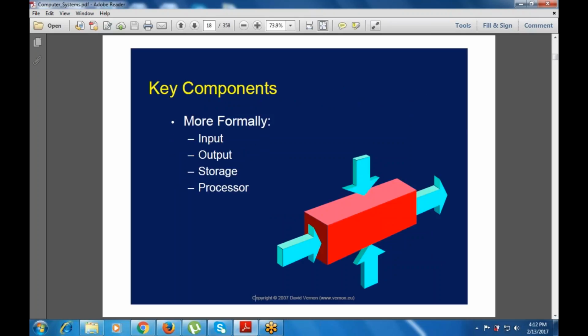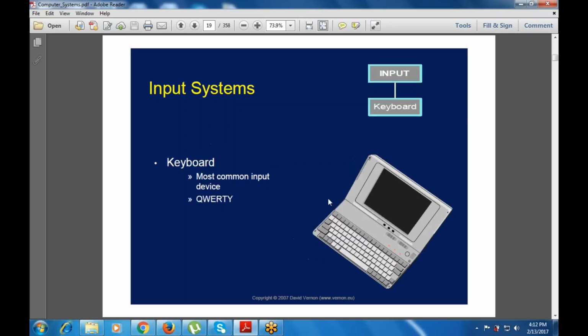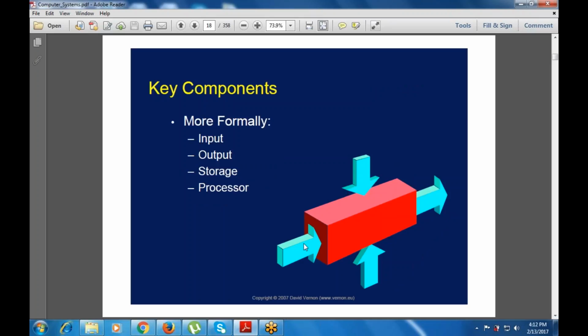Now, next is the key components, more formally input, output, storage, and processing. First of all, we have to give the input, then the storage will be done, then processing will be done, and at last the output is generated. So this is the input, storage, processing, and the output.